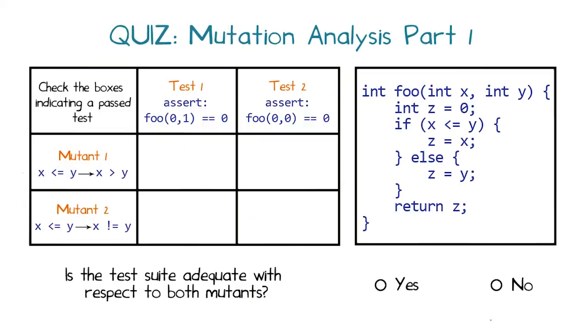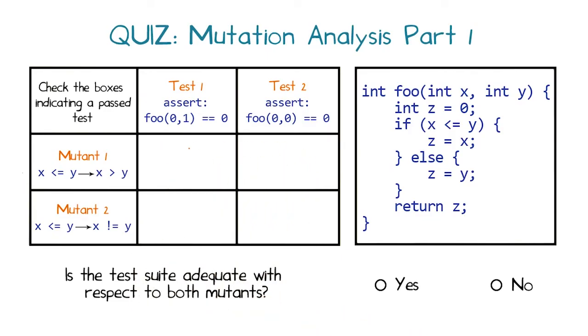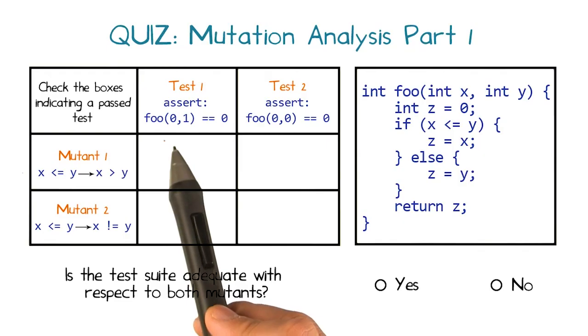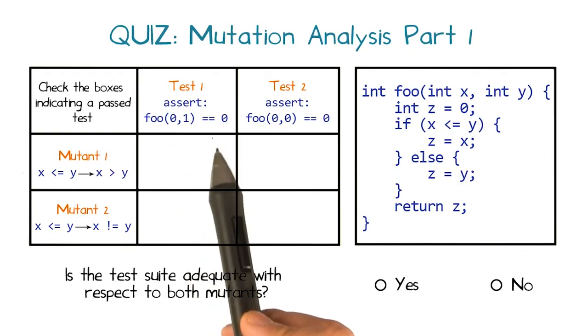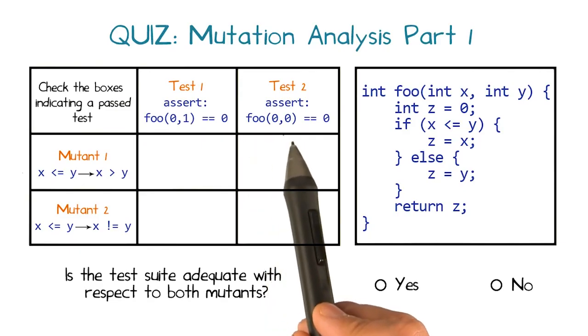Here's the function foo that we saw before, and here are two possible mutations of the function. In the first mutant, the Boolean expression x less than or equal to y is replaced by x greater than y. And in the second mutant, x less than or equal to y is replaced by x not equals y. Let's consider the following test suite comprising these two tests. The first one asserts that foo applied to arguments 0 and 1 returns 0, and the second asserts that foo applied to arguments 0 and 0 also returns 0.